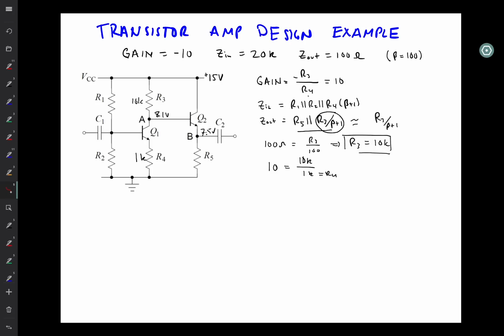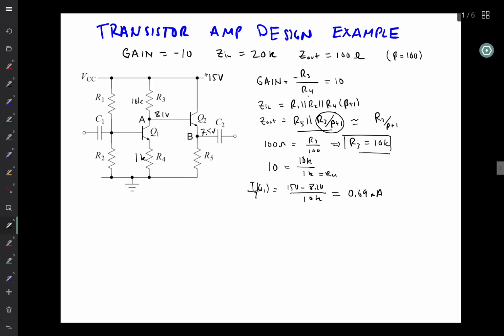So let's go through that step. I will now find the quiescent current of Q1. Quiescent current is going to be equal to 15 volts minus 8.1 volts divided by 10K. And I've already done that calculation on my calculator. It comes to 0.69 milliamps.